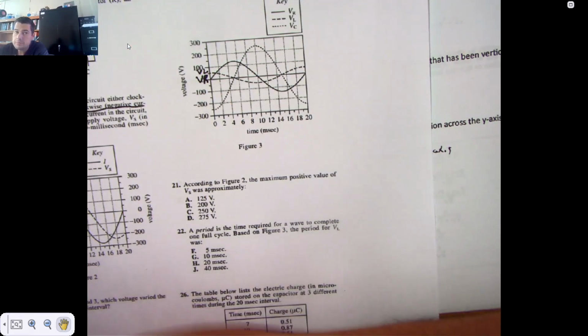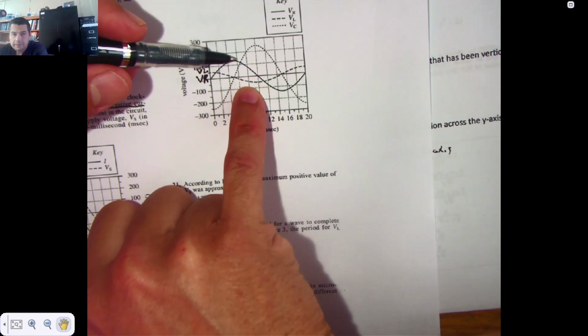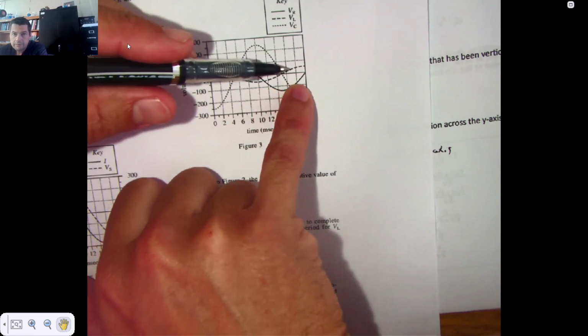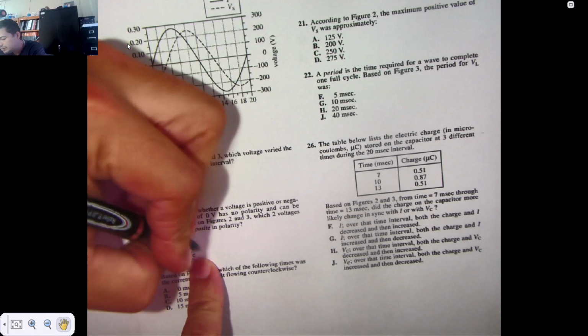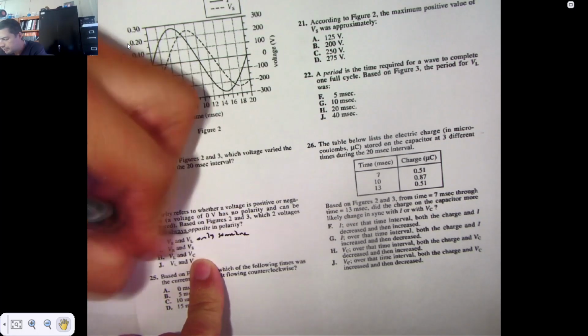That means that one of them's positive and one of them's negative. If you look at VL and VR, sometimes they're opposite polarity. Like right here is opposite polarity. Right over in here is opposite polarity. But the reality is only sometimes. And they want the word always.